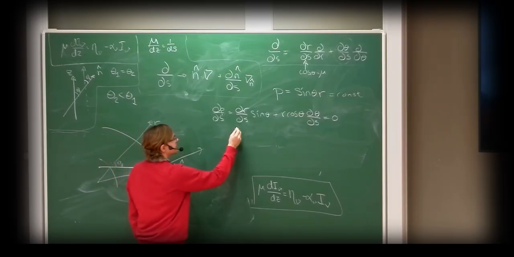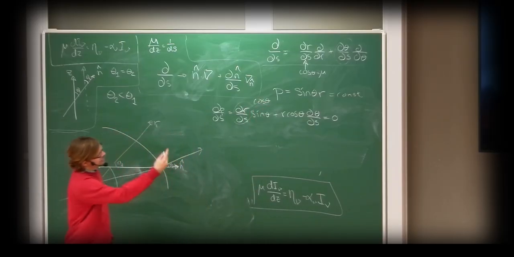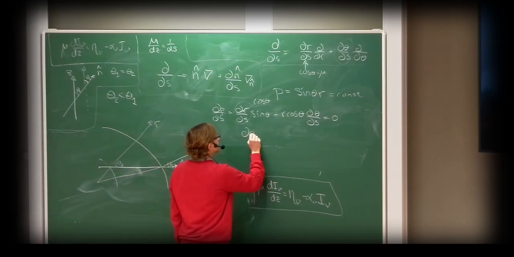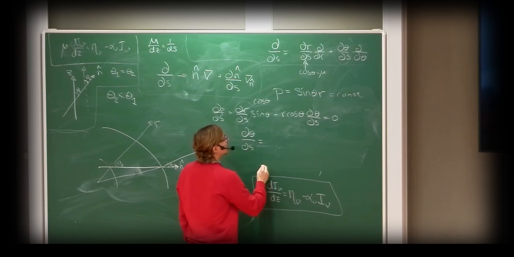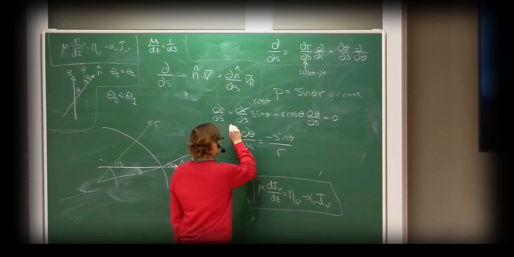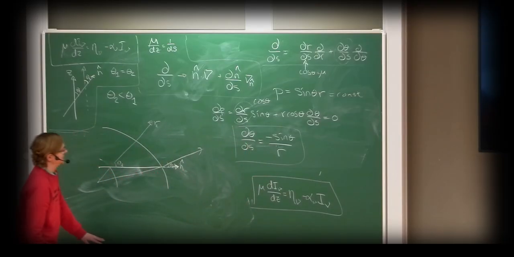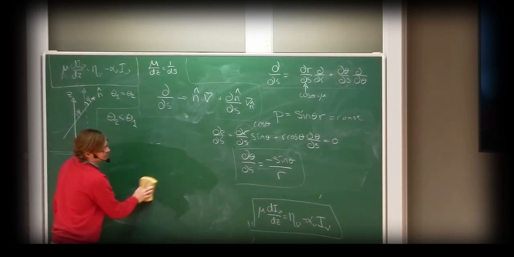But dr/ds we already know is cos theta, so you can just cancel these out, and you get dtheta/ds equals minus sine theta divided by r. So there is your variation now that you need to apply in your spherically symmetric transfer equation.